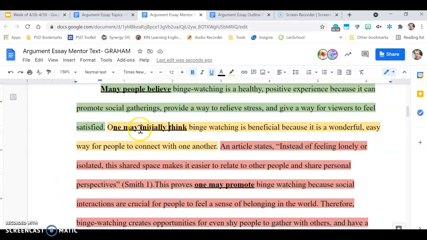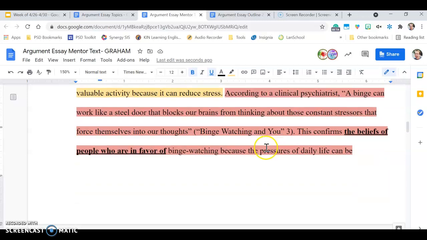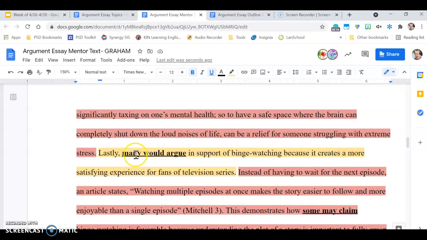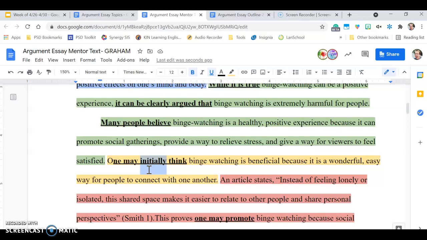So I still have the idea in there, but what this word is doing is sneaking into the middle of the argument language. It's still showing the reader, hey, this is a "first of all" type transition, right? And then when I get down here, I wouldn't use the word "initially," but I could say, "Some would also be right to believe binge watching is a valuable activity." I could sneak it into the argument language down there. Down here, I could say, "Many would also argue in summation in support of binge watching because it creates a more satisfying experience." So really it's up to you to figure out how you want to incorporate those pieces in there. But that's the basics for a main point.